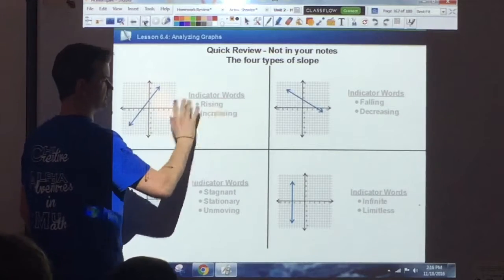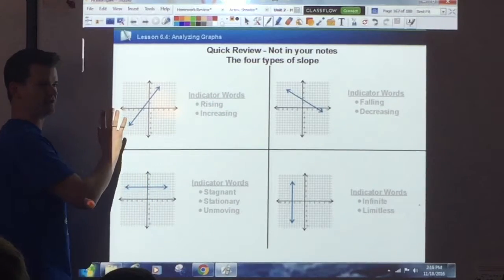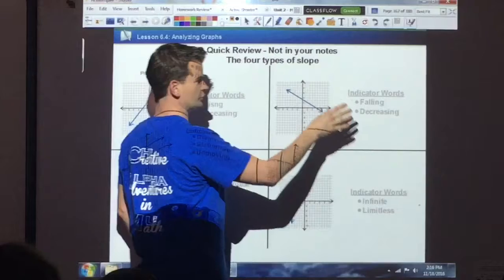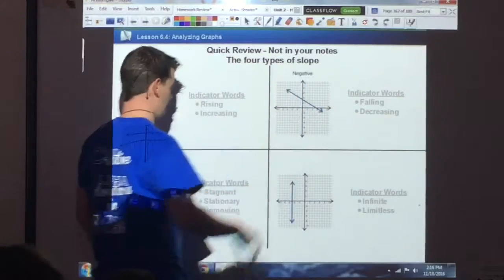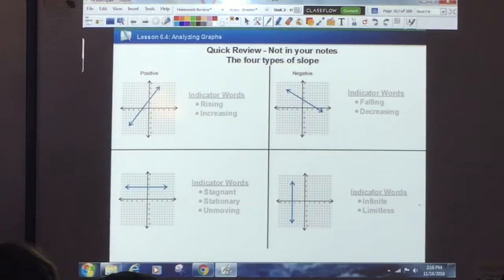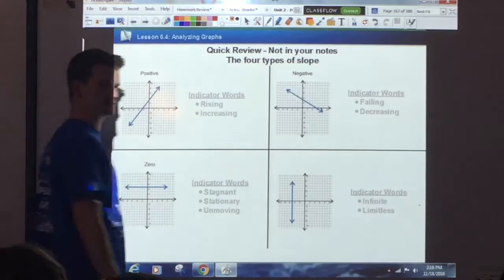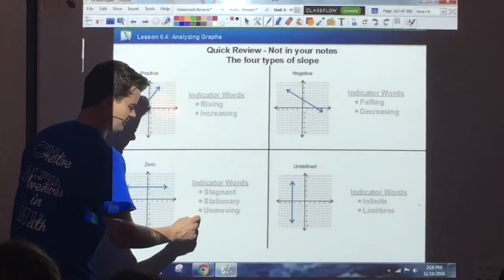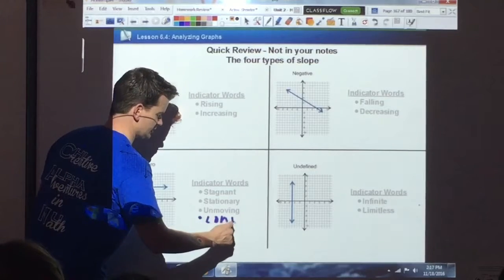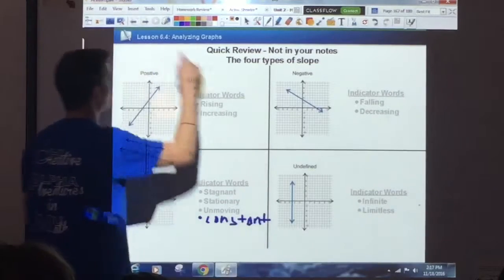So, if you see words like rising or increasing, what type of slope is that? Positive. Falling or decreasing? Negative. Good. And stagnant, stationary, or unmoving? Zero. And infinite or limitless? Undefined. You also maybe see the word constant here. That's another way to interpret zero slope. So what does all this look like?